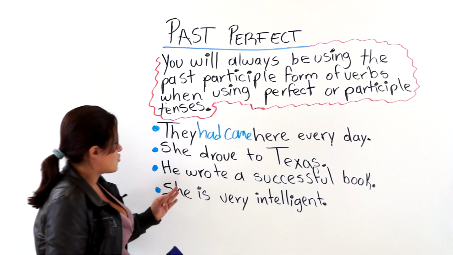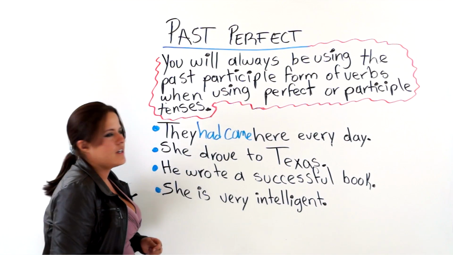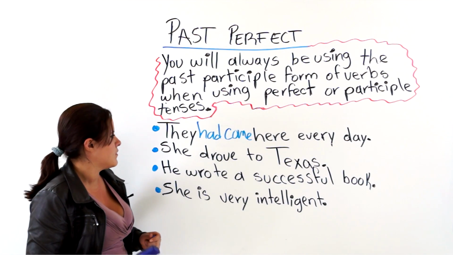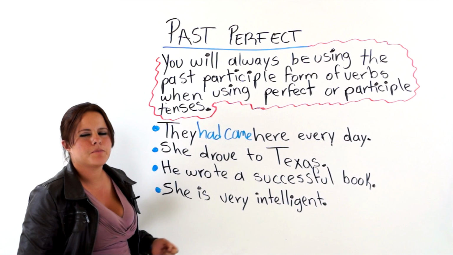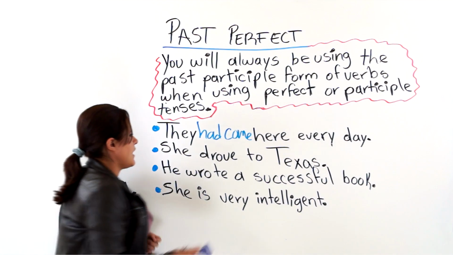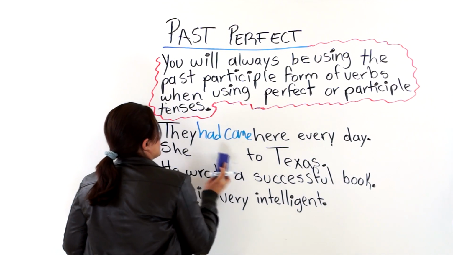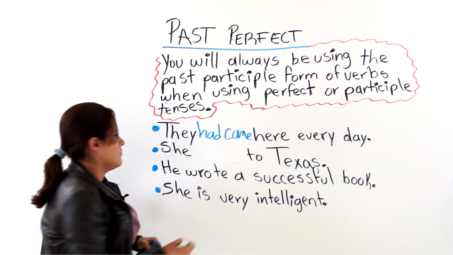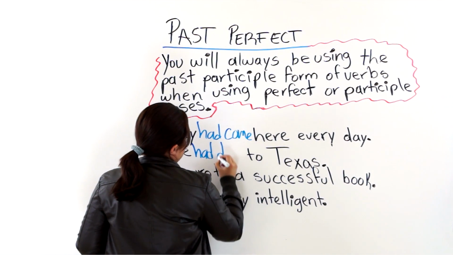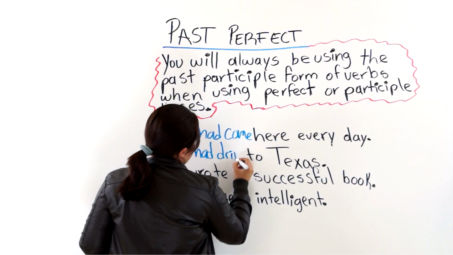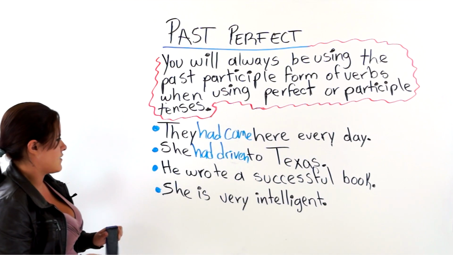The next one says she drove to Texas. We have the verb in past simple. So what we want is to add had and the past participle of the verb drive to change it into the past perfect. So we are going to use had, and the past participle of drive is driven. She had driven to Texas.